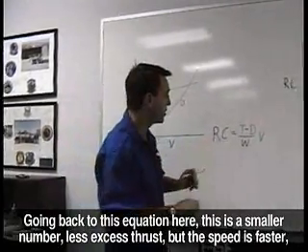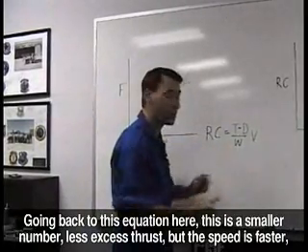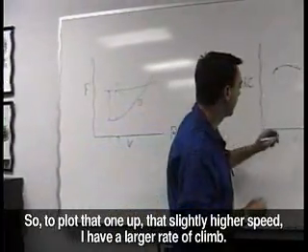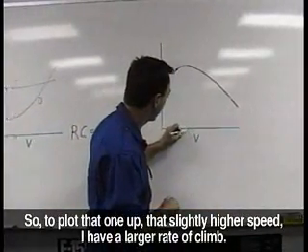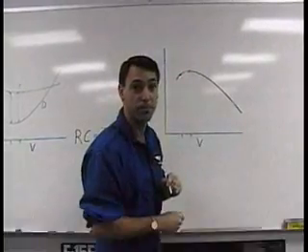Going back to this equation here, this is a smaller number, less excess thrust, but the speed is faster. So the product of the two actually turns out to be a little bit higher. So to plot that one up, that slightly higher speed, I have a larger rate of climb.